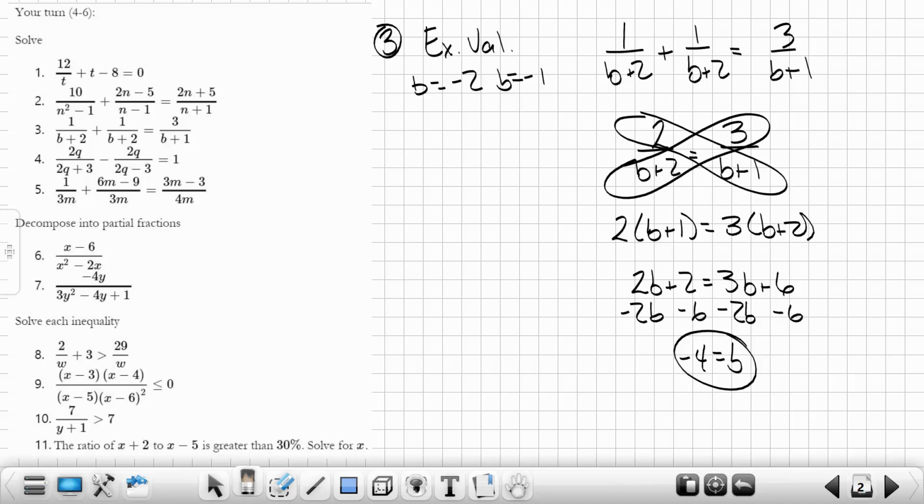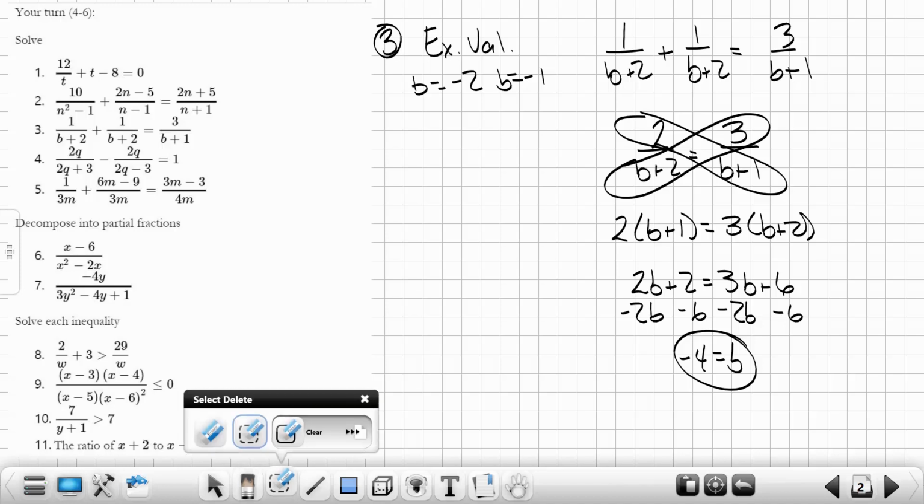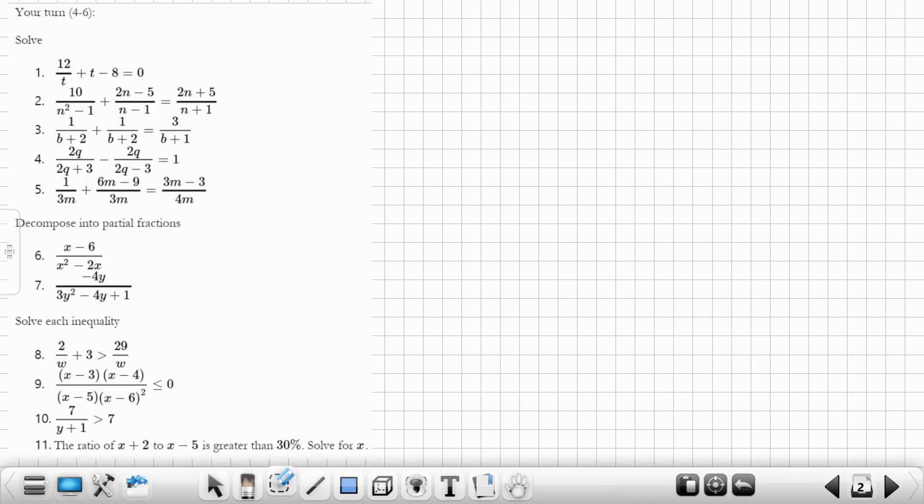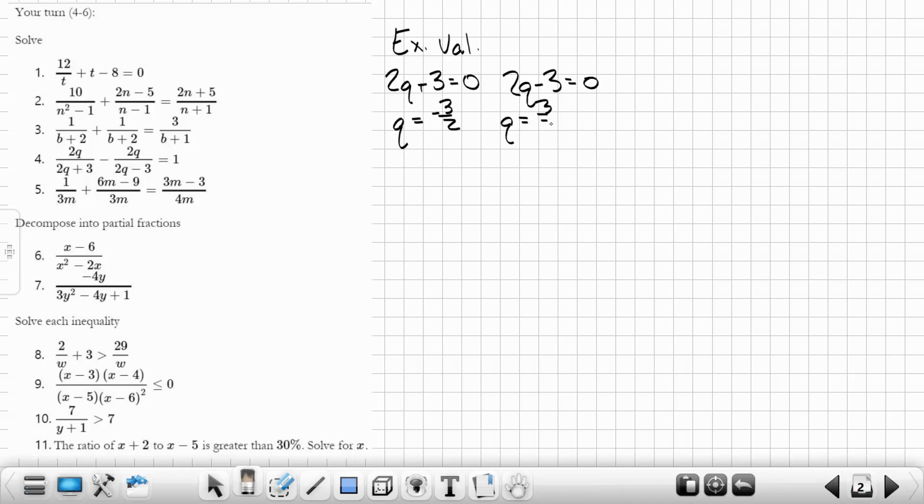Any questions on 3? Four. Here we have our excluded values, which are going to be 3/2 and -3/2. To talk about what Lucas was referring to earlier, I just set my denominators with variables equal to 0. And I'm going to get q is -3/2 and q is +3/2. So as long as I don't get those, I should be good.